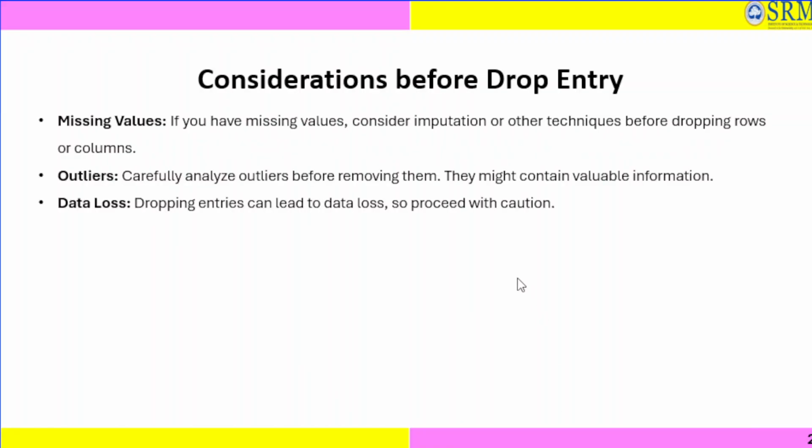Before dropping a particular row or column, we have to check three major things. One is missing values. If we have missing values, we go for imputation or other techniques before dropping rows or columns. Then we go for outliers. Carefully analyze outliers before removing them. Whenever we have outliers, before removing, we have to check whether they contain any valuable information or not. Then the data loss. Dropping entries can lead to data loss, so proceed with caution.